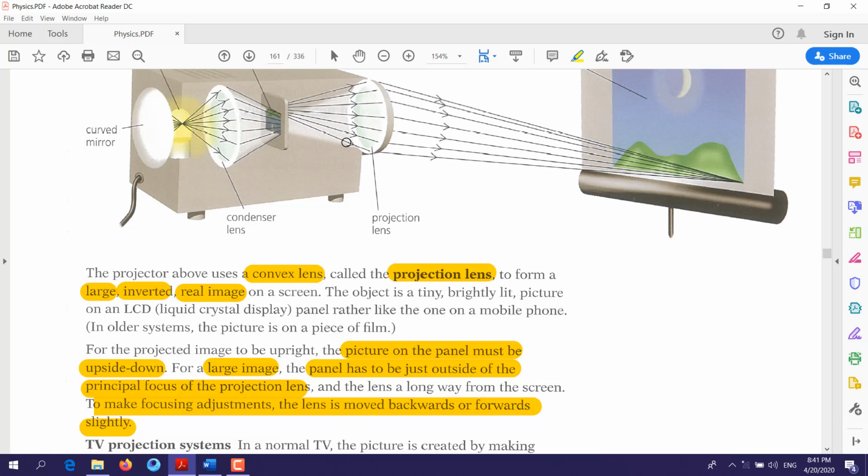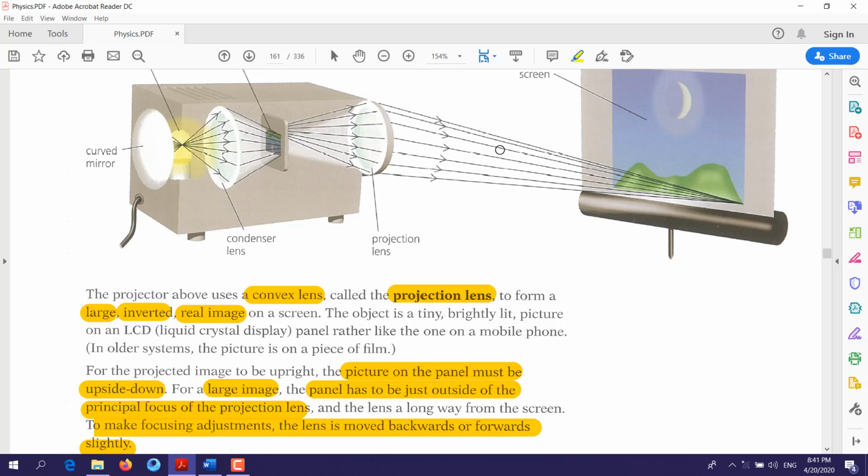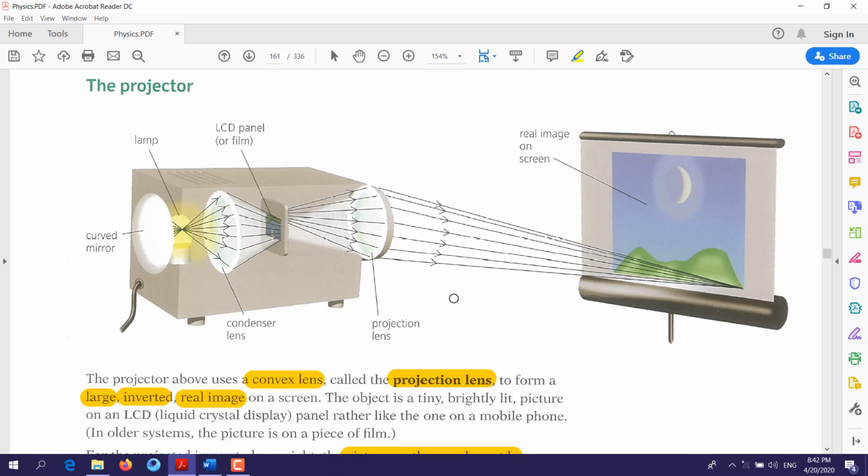Here you can just adjust it by moving it backward or forward until you get a clear image. What do we mean by a clear image here? It means all these rays meet at a specific point on the screen. So that's how the projector works.